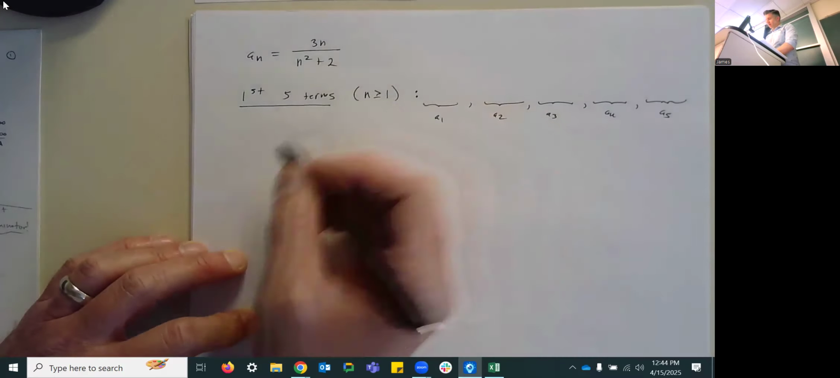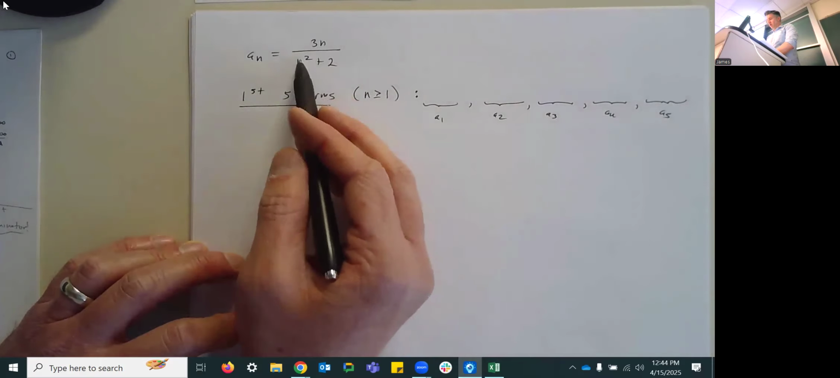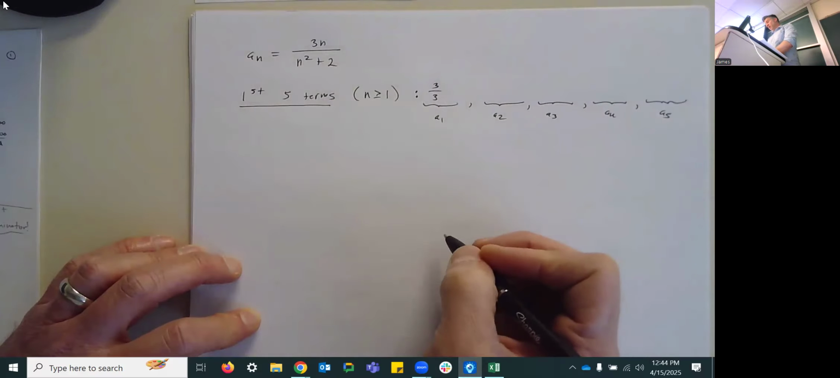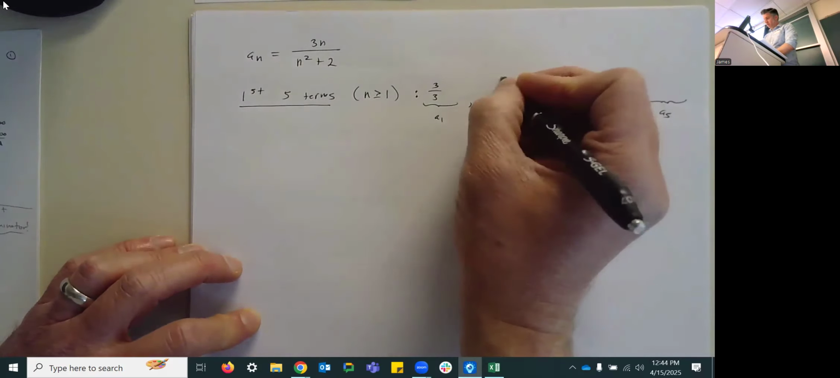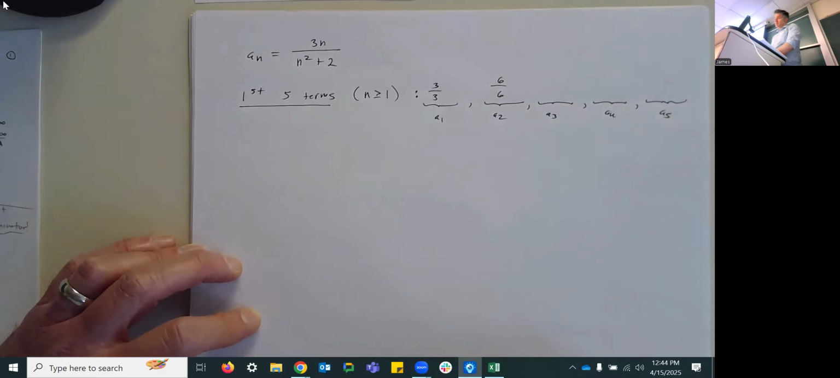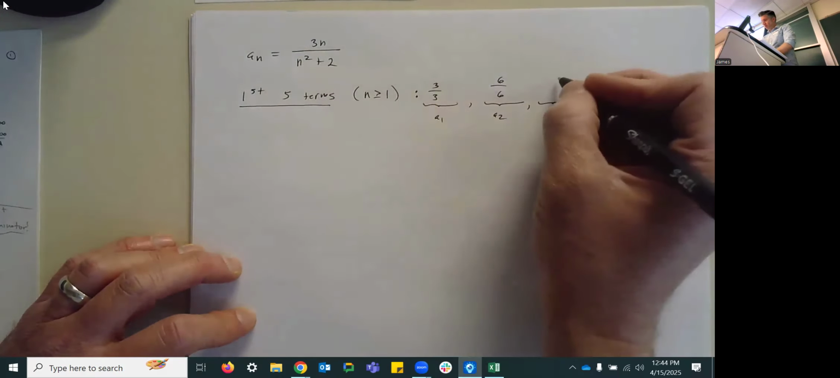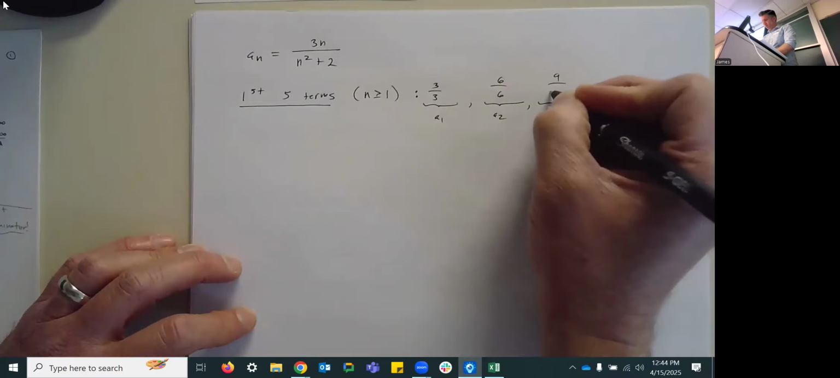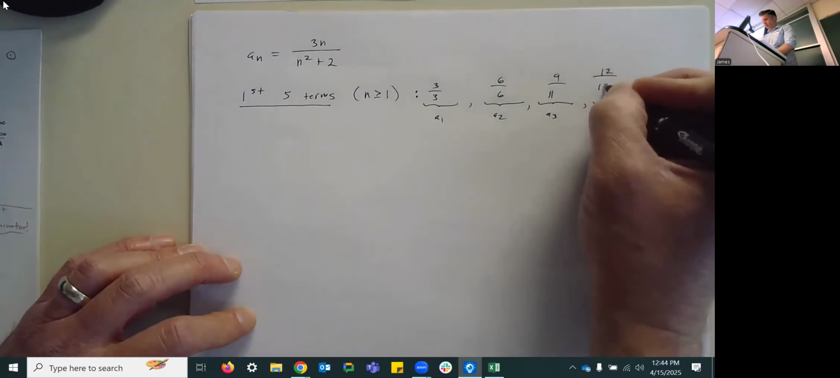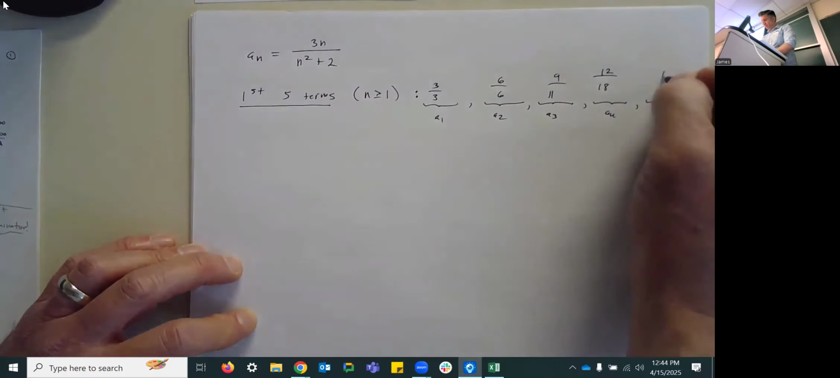And you don't have to simplify. So if you plug in n equal to 1, we're going to need 3 over 3. Plug in n equal to 2. We're going to use 6 over 4 plus 2, which is also 6. Didn't change. Happens sometimes. Plug in 3, we get 9 divided by 9 plus 2. We plug in 4, we get 12 divided by 16 plus 2. Plug in 5, we get 15 divided by 25 plus 2.